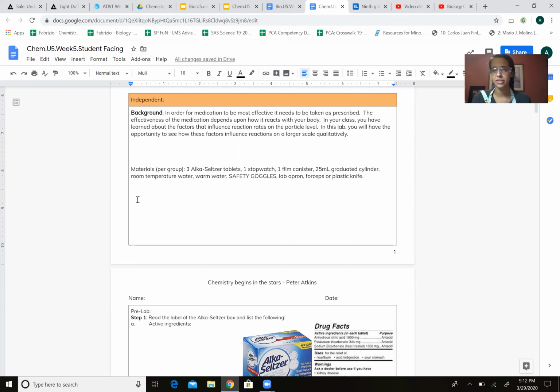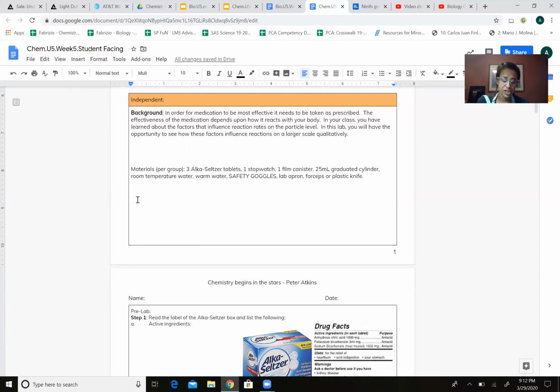This is a safe activity. Just make sure you're protecting your eyes and your clothes so that you're staying safe. You can do this at home if you are willing to, and your parents obviously are willing. If you have some Alka-Seltzer, ask your parents. Don't just be using all this stuff because they might need it.